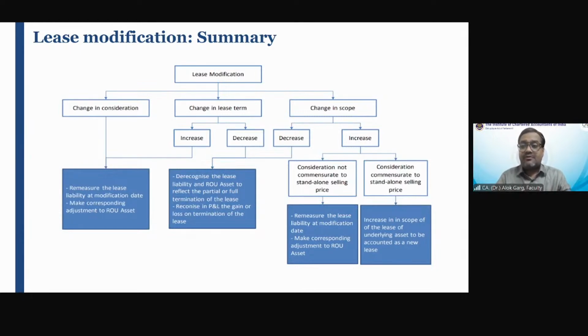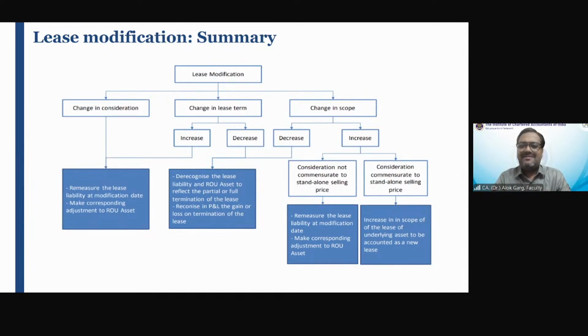Sir, what happens if the scope is decreasing? Initially you took four rooms on the rental basis. Now you decided to leave one room, right? So this 4 becomes 3 now. There is a decrease in scope, right? So in this case, will this decrease be a new contract, or will this decrease impact the changes in the existing contract? Decrease के केस में क्या होगा?